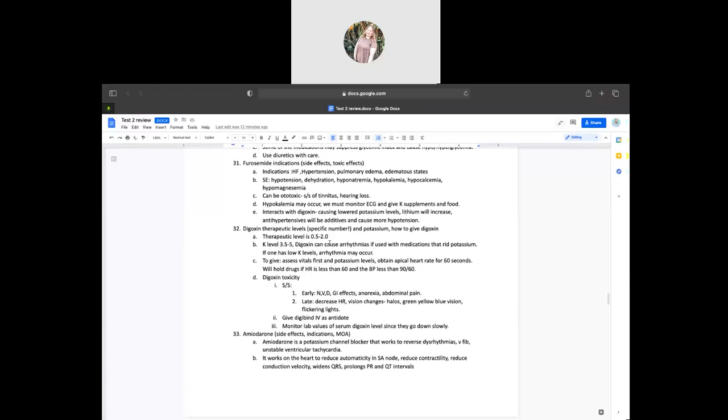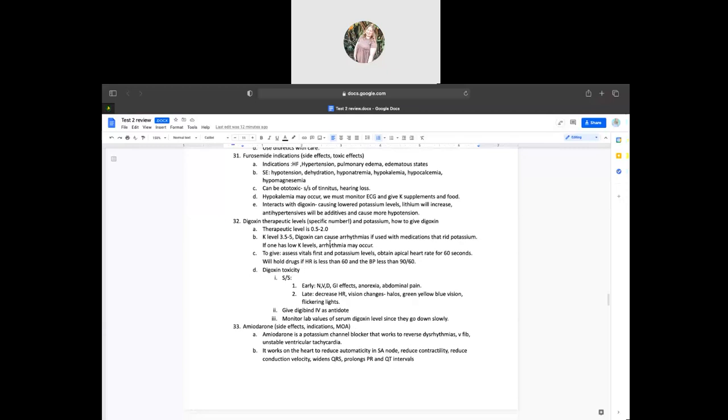Back to furosemide. With furosemide, our indications again are heart failure, hypertension, pulmonary edema, and edematous states. We can have side effects of hypotension, dehydration, hyponatremia, hypokalemia, hypocalcemia, hypochloremia, and hypomagnesemia. Remember, furosemide rids the body of all those chemicals and fluid. And it can be ototoxic. Remember, signs and symptoms of hearing loss and tinnitus, we need to make sure we report those. Hypokalemia may occur, and that can be very dangerous.